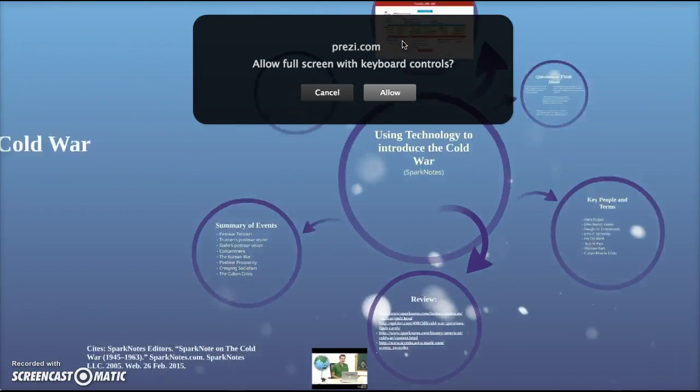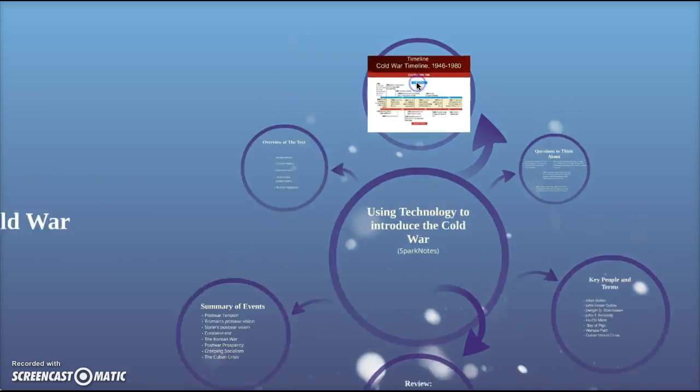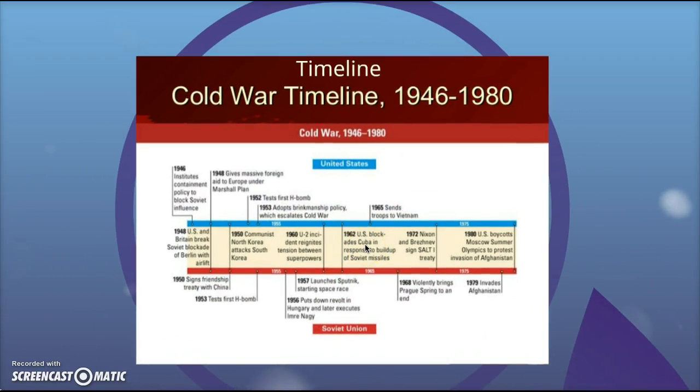here it is. And I also added a timeline up here. It talks about the main important events from 1946 all the way to 1979 that had to do with the Cold War.